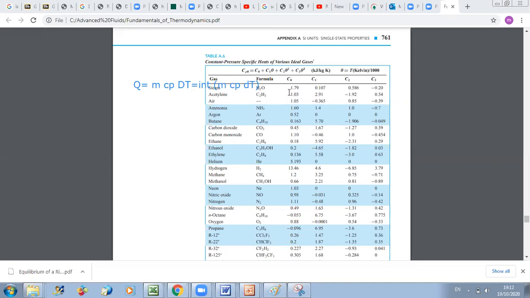So, for example, if I have ammonia, and I want to find heat variation and the range of temperature is very large, then I can replace C0 in this equation by 1.6 for ammonia, C1 1.4, C2 1, and C3 minus 0.7. So I replace these constants in this equation, I get the variation of Cp with temperature, and then I can replace it into my integration.